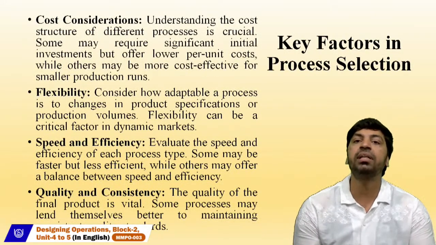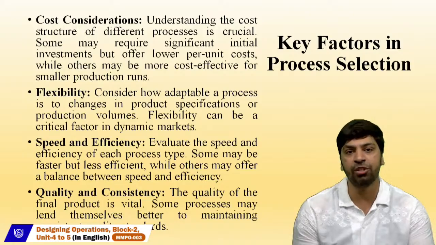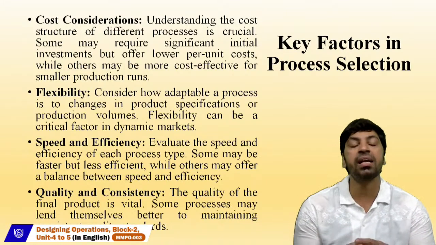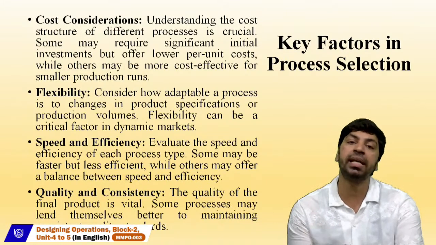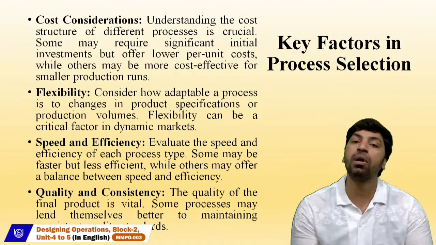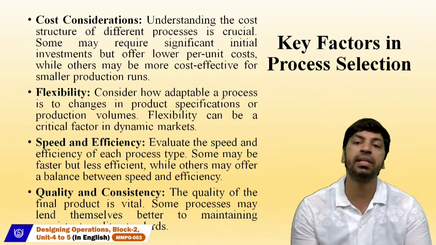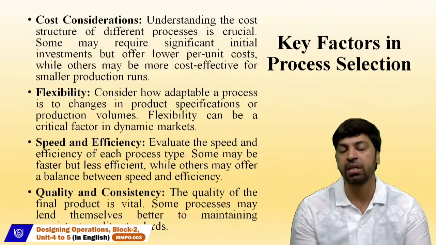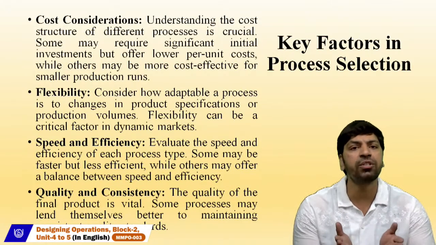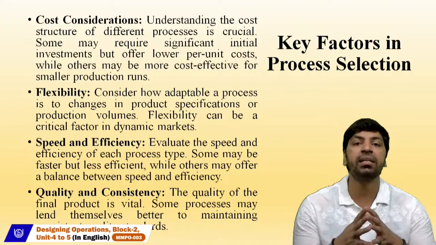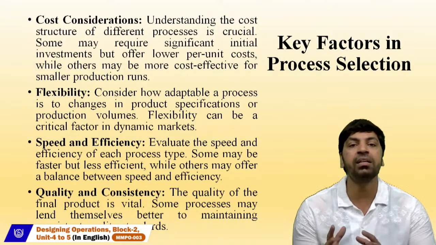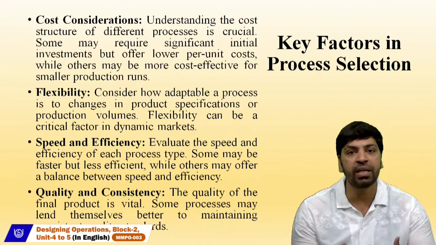The next section is the key factors in process selection. These are the main specifications that are involved in process selection. These are the major factors which also influence the best process selection by the organization. The first one is cost consideration. Understanding the cost structure is also a major factor to consider in the organization for a better understanding of market trends, etc.